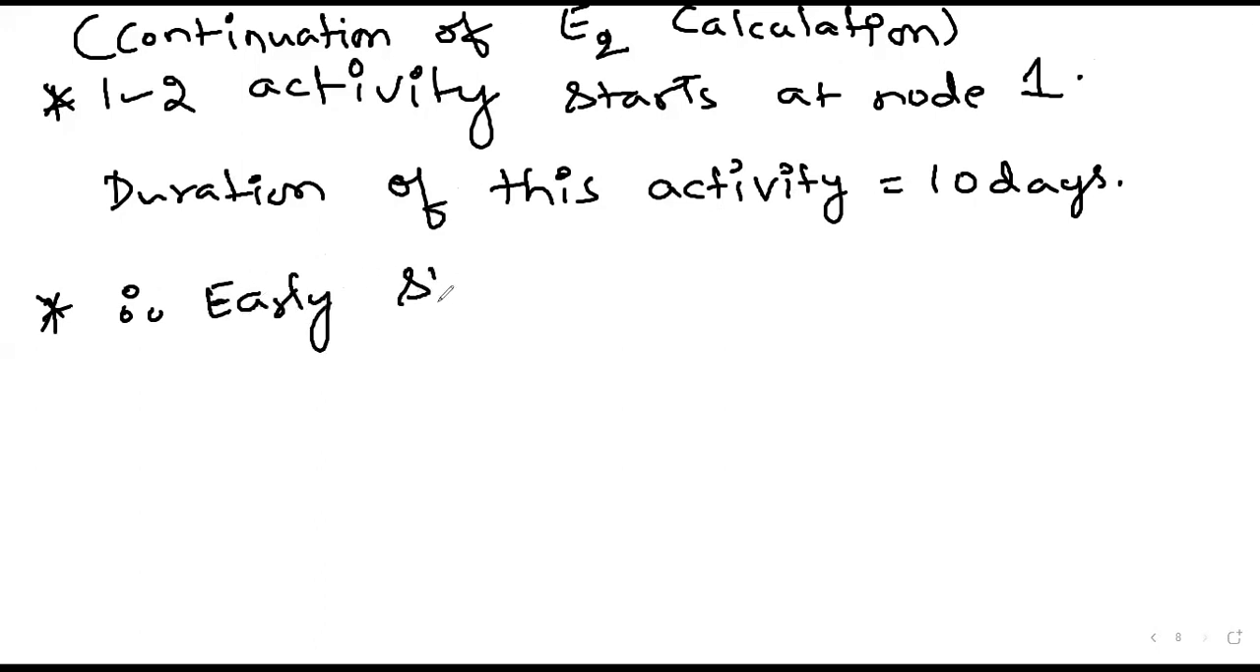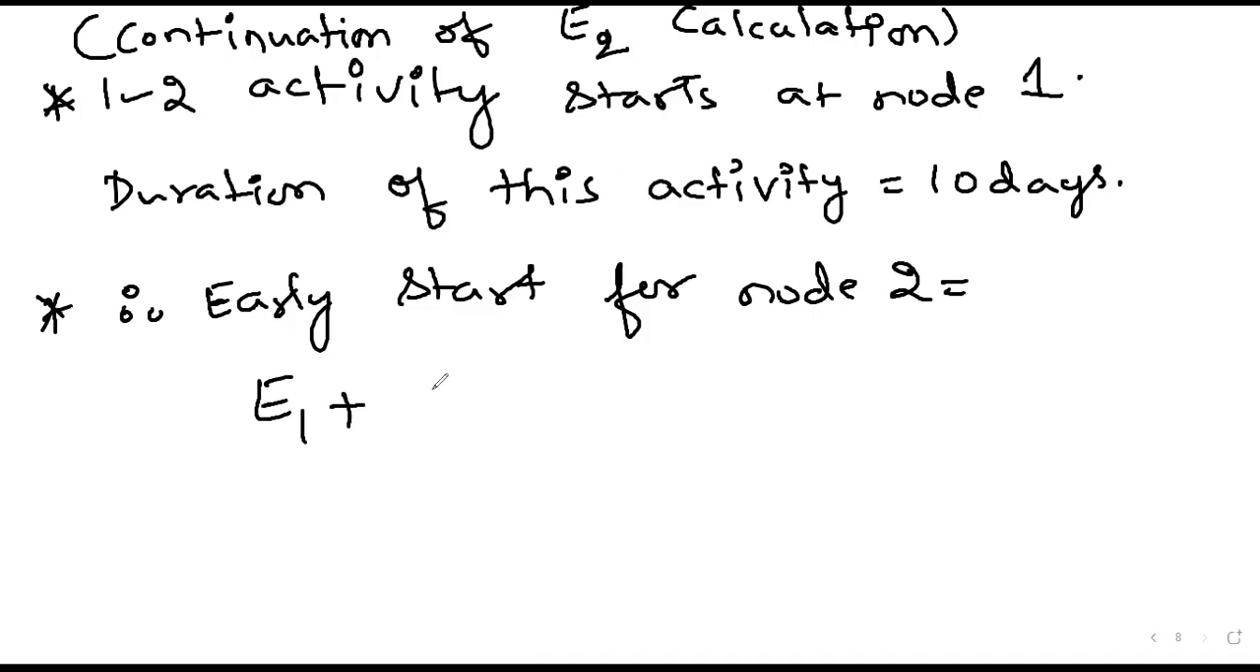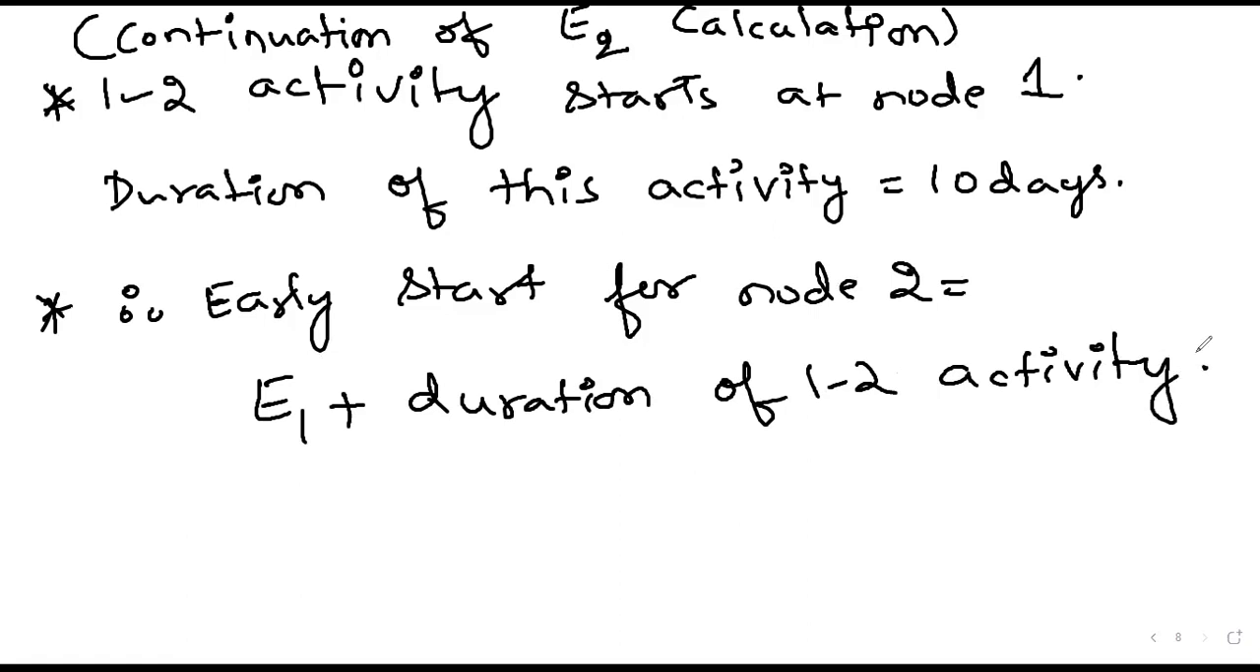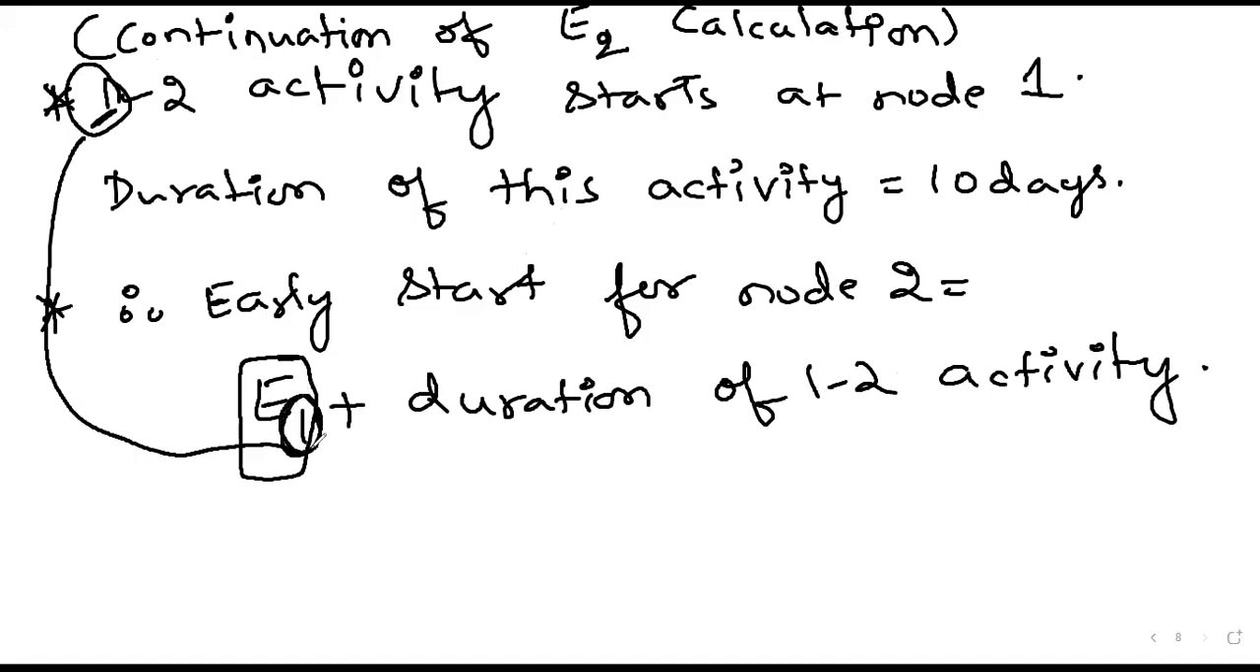Early start for node 2 is equal to E1 plus the duration of the 1-2 activity. Why is E1 considered here? Because this activity starts from the first node. The starting node is 1, so the same number has to be written here. If this was 3, you would write 3 here.